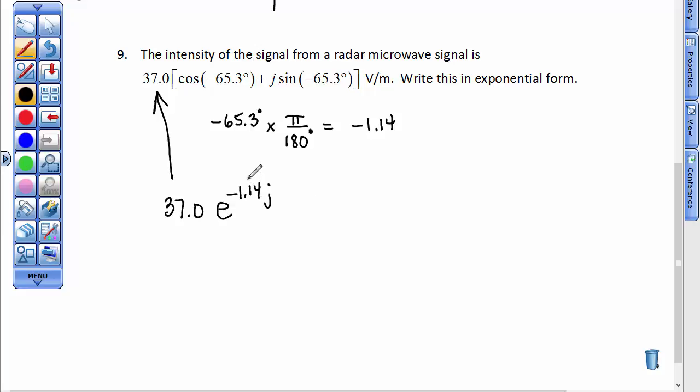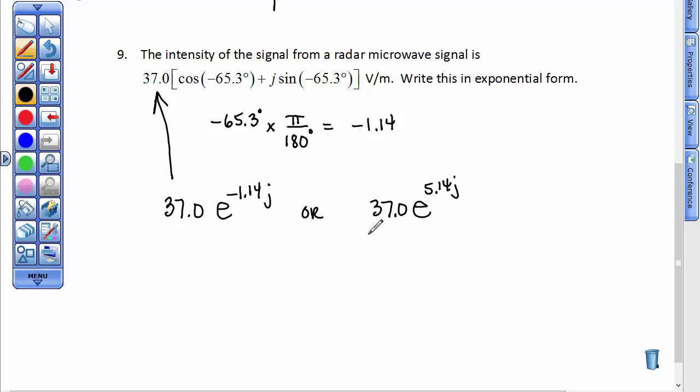Again, I could have made this a coterminal angle. I could have made it positive, so that would have been, it looks like 5.14j. So I could have written it as 37 e to the 5.14j power. All right, so I'm just going to write it like that.